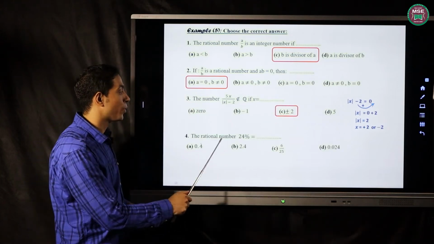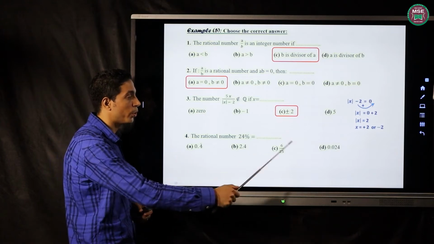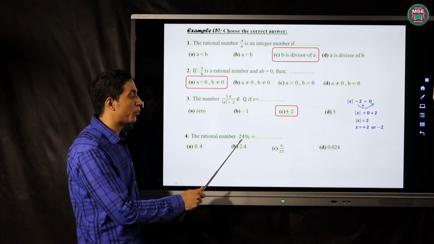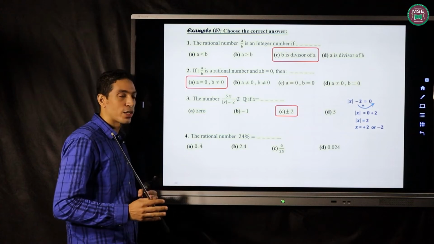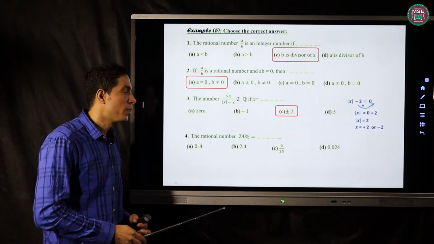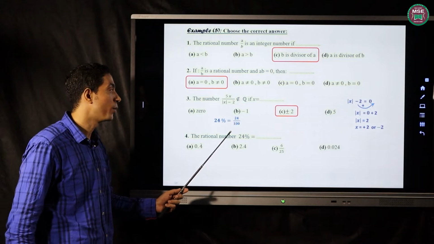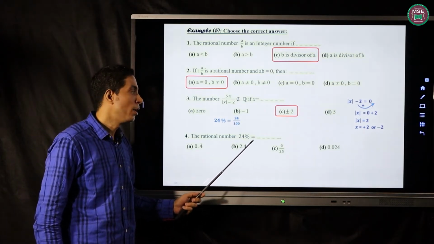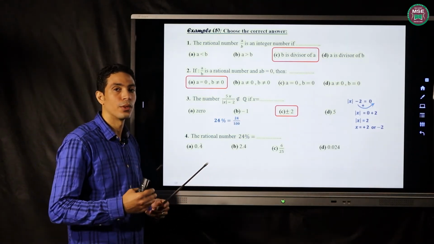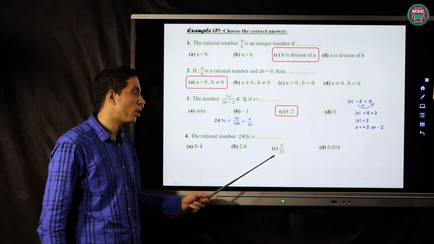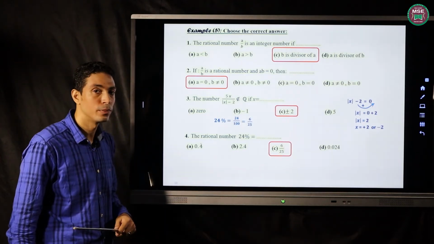Number 4: the rational number 24% equals which of the following? We studied before that percentages are fractions with denominator equal to 100. Then 24% equals 24 over 100, and we can simplify 24 over 100 by calculator. The answer will equal 6 over 25.